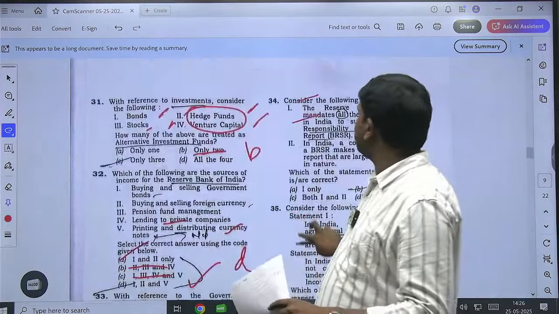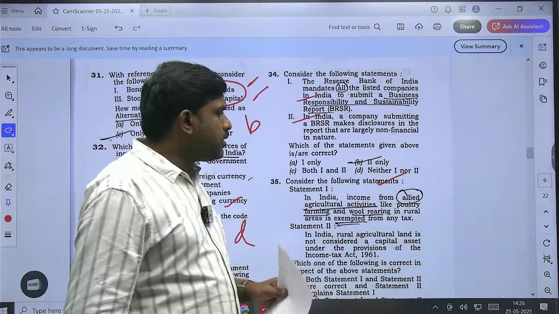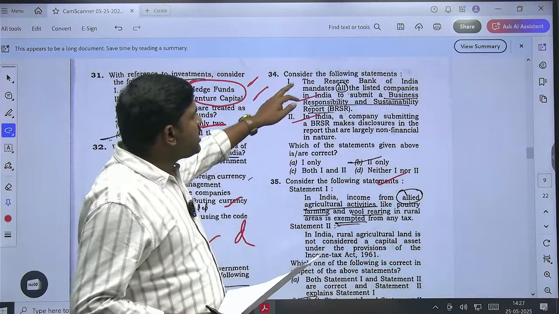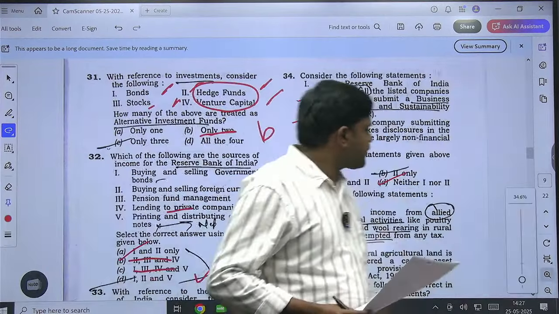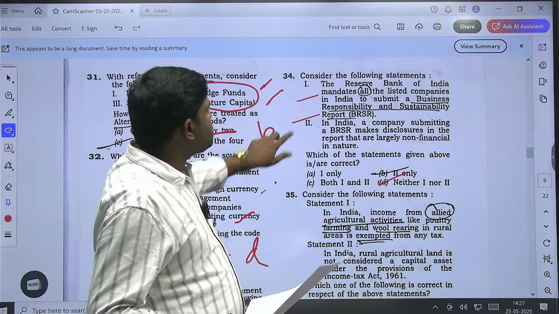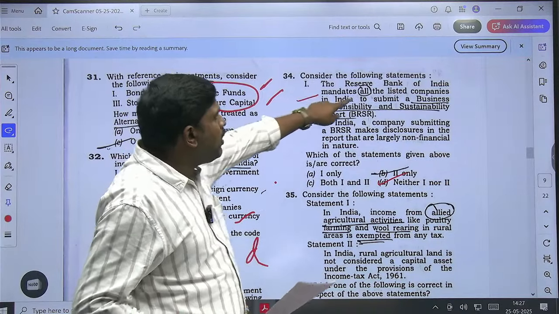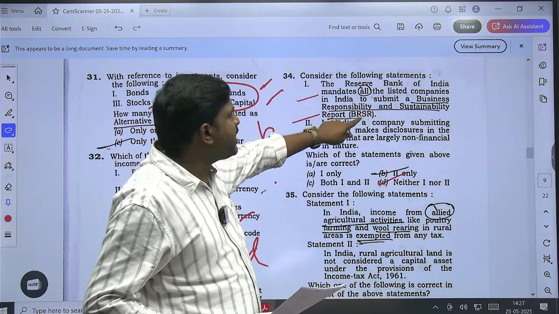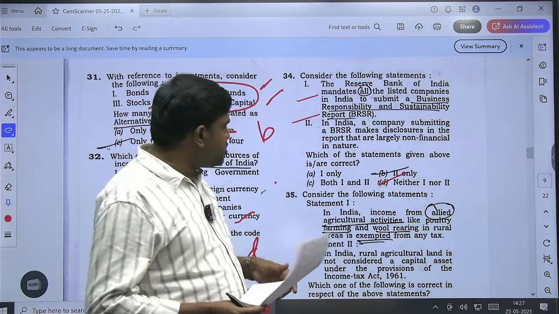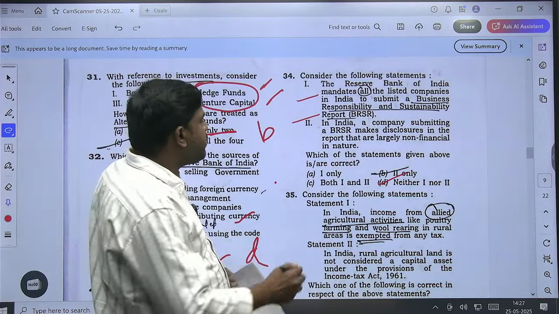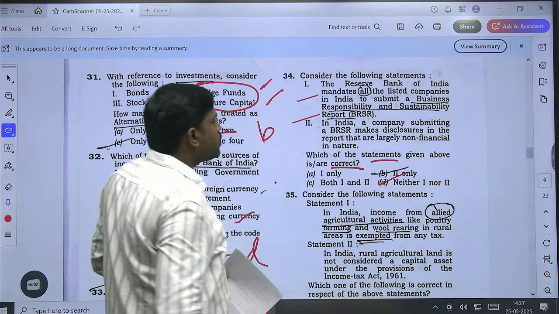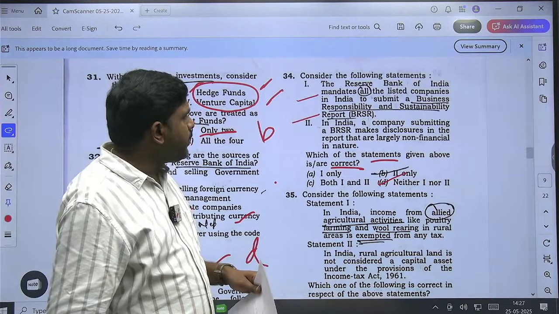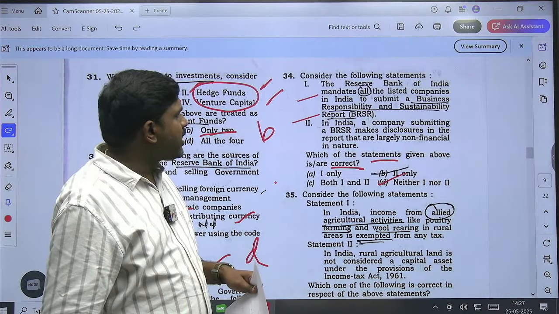Similarly, 34th question. Consider the following statements. The Reserve Bank of India mandates all the listed companies in India to submit a business responsibility and sustainability report. 34, it is all or not. Which of the statements are correct? So the Reserve Bank of India, it is SEBI or RBI. Tell me which of the statements given above are correct.